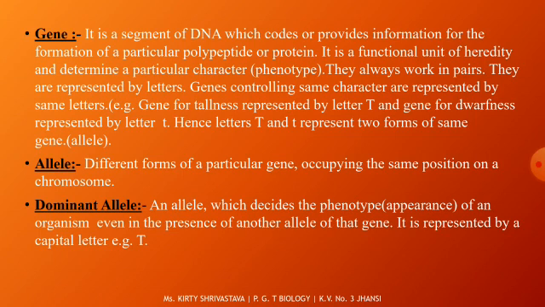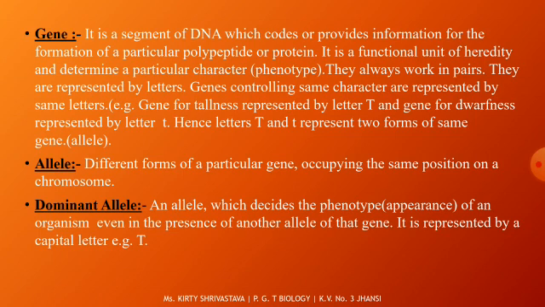For example, gene for the trait height is represented by the letter capital T, which represents tallness, and small t, which represents dwarfness. Hence, the letters capital T and small t represent two forms of the same gene, and such genes are called alleles. Thus, allele can be defined as a different form of a particular gene occupying the same position on a chromosome.